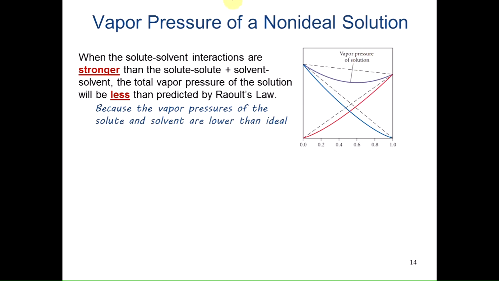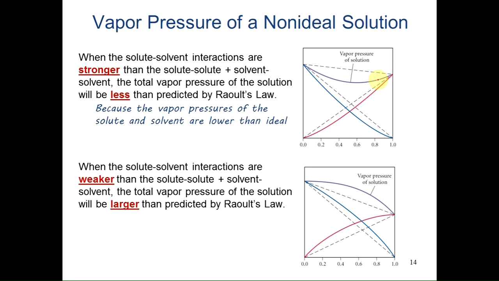When the solute-solvent interactions are stronger than the solute-solute plus the solvent-solvent interactions, the total vapor pressure of the solution will be less than what's predicted by Raoult's law. This dotted line here is what we'd expect for an ideal solution. But in reality, because some of those interactions are stronger, if they're holding on more tightly, it can't vaporize as much, so it's going to be less than what we would expect for Raoult's law. And this is because the vapor pressures of the solute and solvent are lower than the ideal.